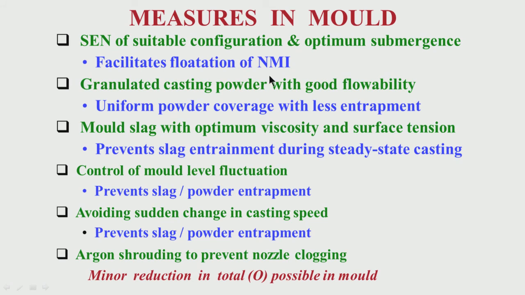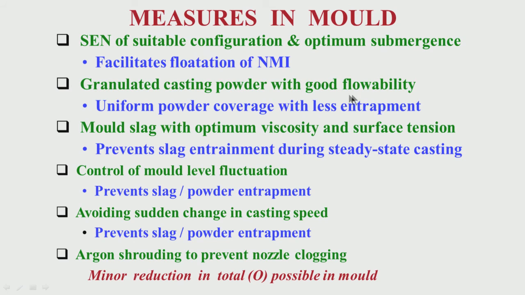This helps flotation of NMI, whatever exogenous inclusions are getting generated. Suppose mold slag is getting entrained in liquid steel, we must give sufficient time for them to float up. Too much turbulence is not desirable, but some amount of turbulence will help them to float up and get absorbed. So, this is important.